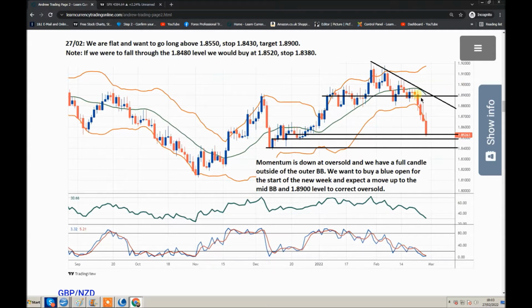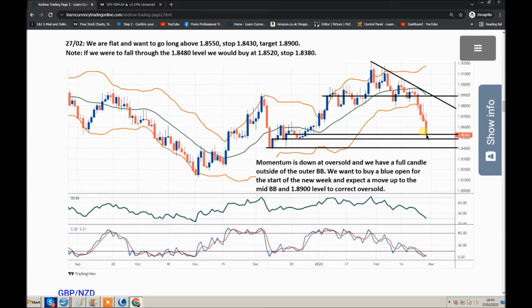GBPAUD. We fell down here through the 189 level. There were a lot of speculators long of the pound, big speculative funds. I think there was a stop hit as well, which pushed the pound on its way to the downside. It's near enough a 400 pip move in just 4 days.